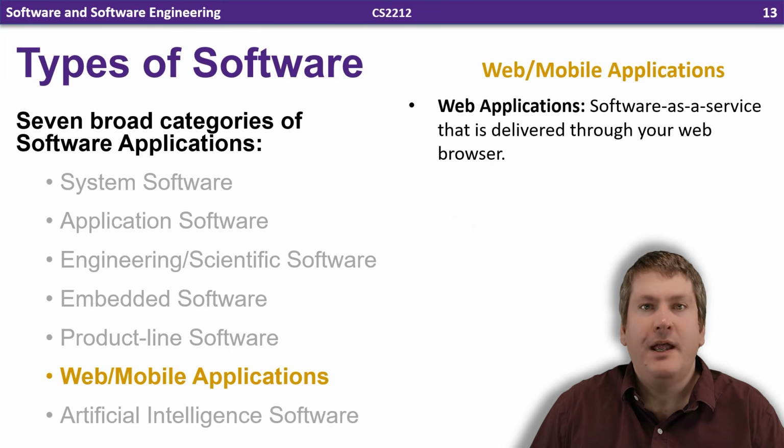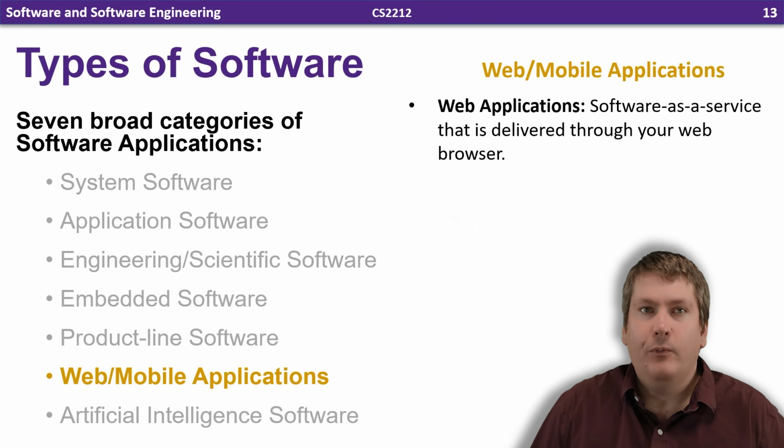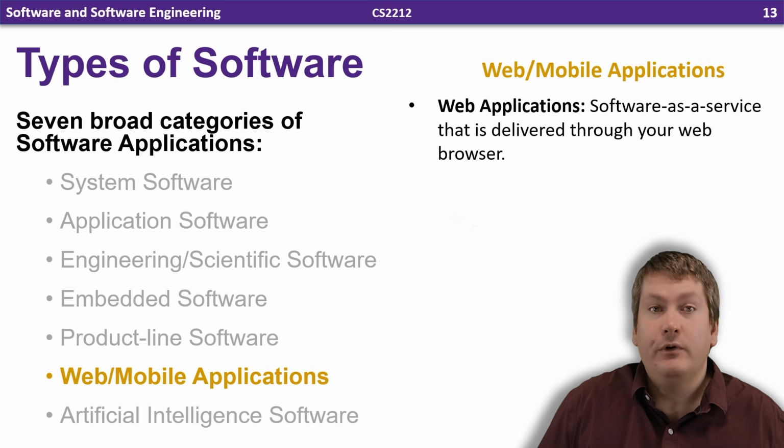Next up is web and mobile applications. Our textbook combines these into one category. However, there are some important distinctions between web and mobile applications. Web applications are offered as a service through your web browser rather than being installed locally, and they typically store any data remotely or on the cloud.